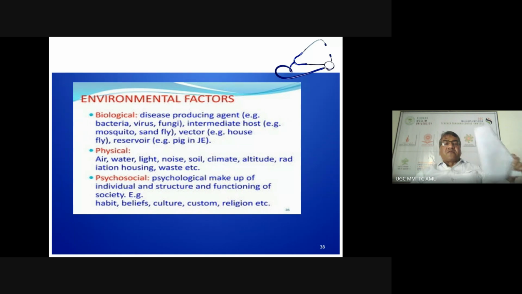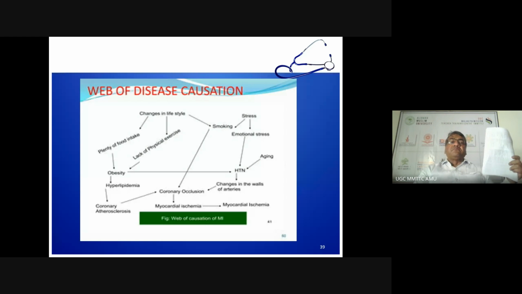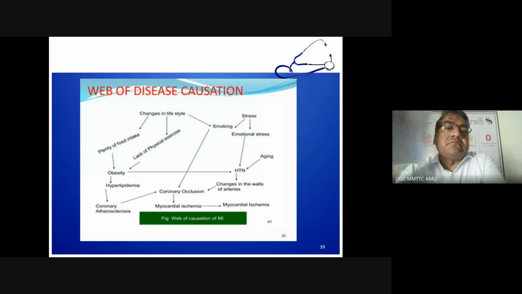Psychosocials are the makeup of the individual and the structure and function of the society. This is the web of disease causation. Change in lifestyle gives rise to lack of physical exercise and plenty of food intake. This will give rise to obesity.